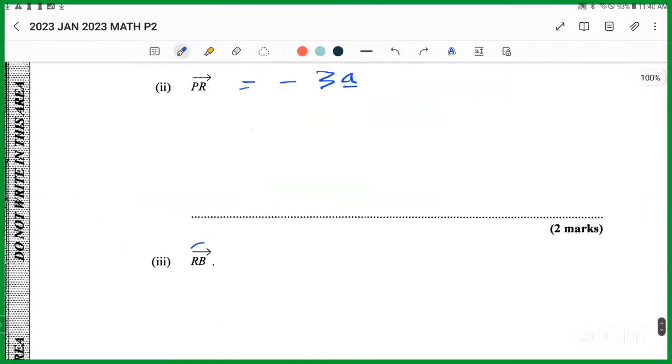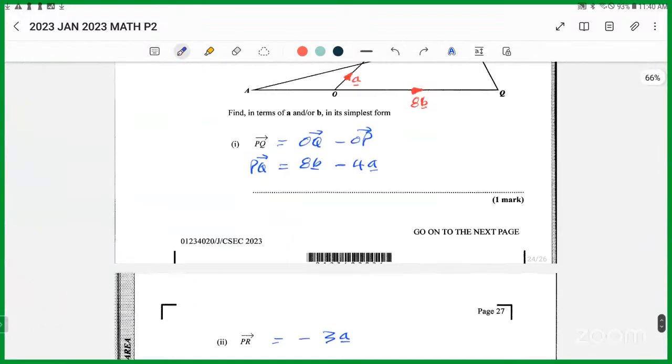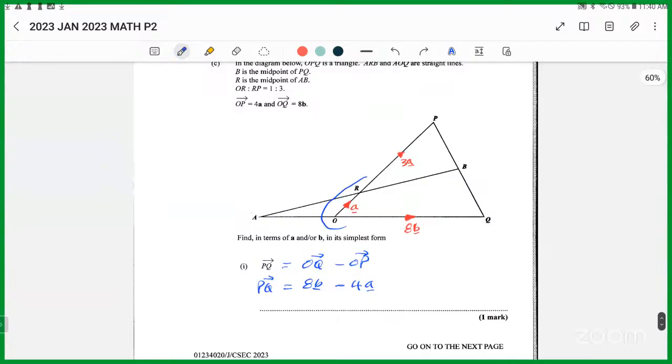We want to go from R to B. So do we know the position vector of R? Yes, we know the position vector of R. But do we know the position vector of B? No. We don't know OB. It was not given to us. As I said, we're trying to find RB. We know the position vector of R, but we don't know the position vector of B.